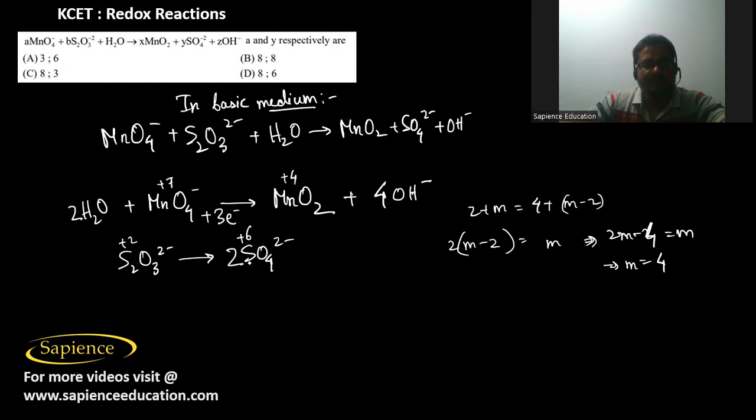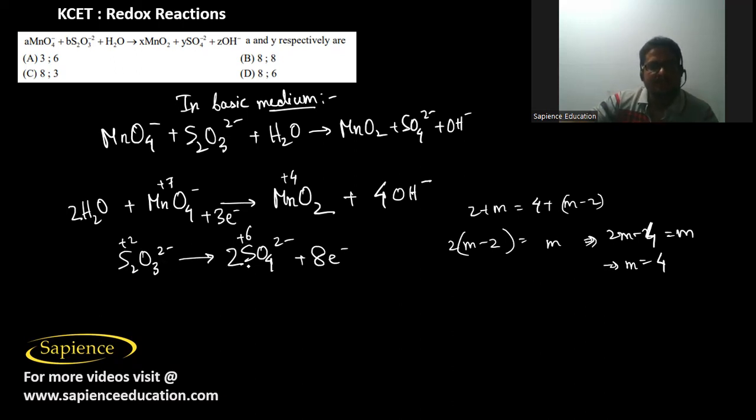So each sulfur atom will lose 4 electrons, so two of them will lose 8 electrons, as sulfur goes from plus 2 to plus 6.